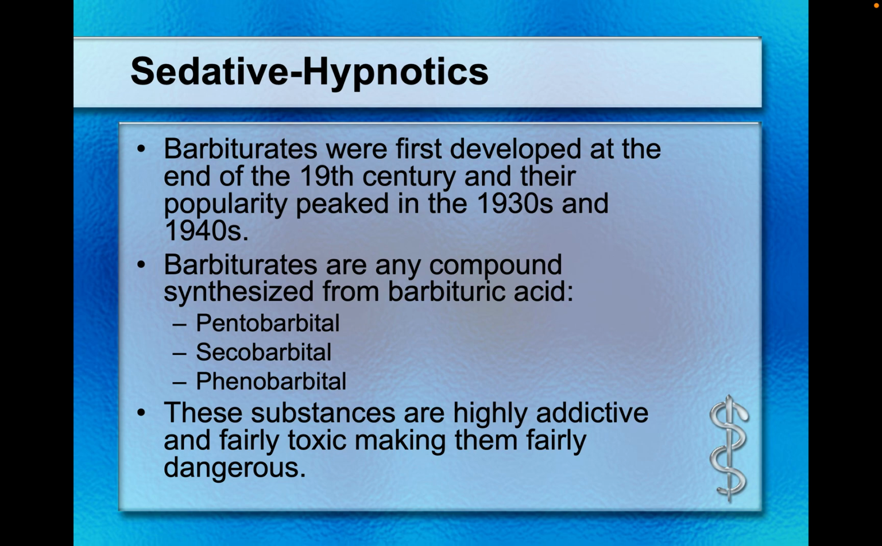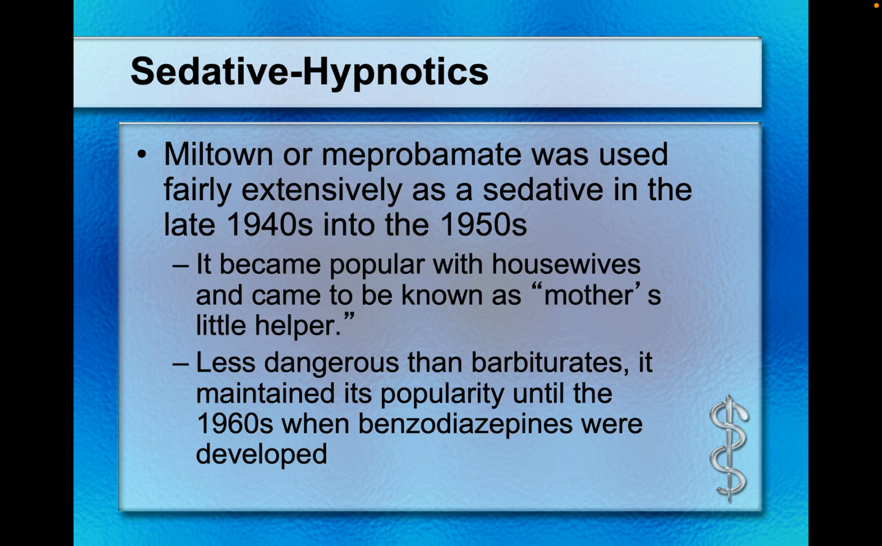Barbiturates were first developed at the end of the 19th century, and their popularity peaked in the 1930s and 1940s. Barbiturates are any compound synthesized from barbituric acid, such as phenobarbital, cyclobarbital, and pentobarbital. These substances are highly addictive and fairly toxic, making them fairly dangerous.